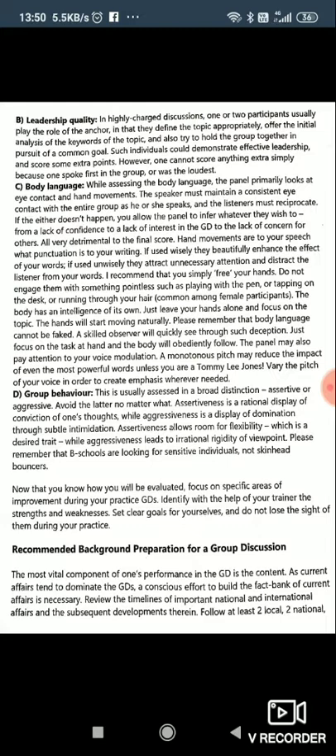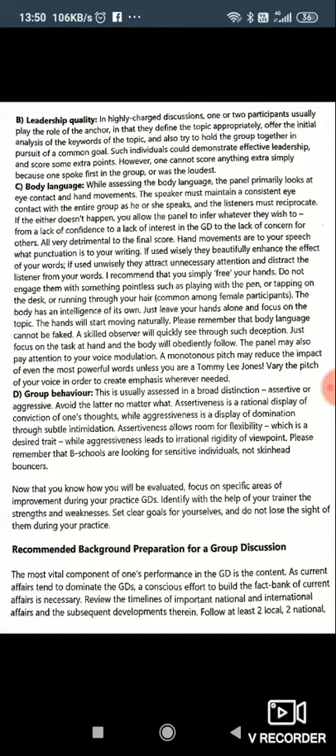Group behavior. This is usually assessed in a broad distinction: assertive or aggressive. Avoid the latter no matter what. Assertiveness is a rational display of strength, not subtle intimidation. Assertiveness allows room for flexibility, which is a desired trait, while aggressiveness leads to irrational rigidity of viewpoint. Please remember that the panel is looking for sensitive individuals, not skinhead bouncers.